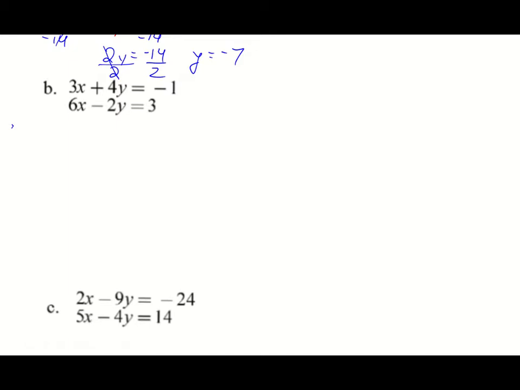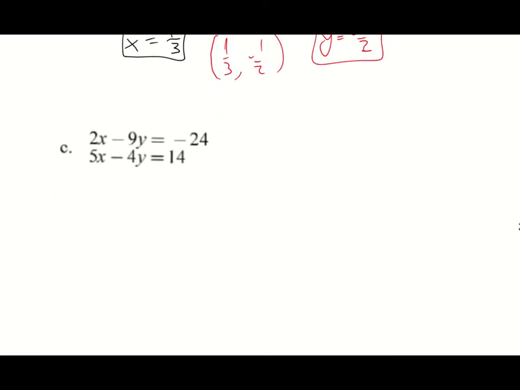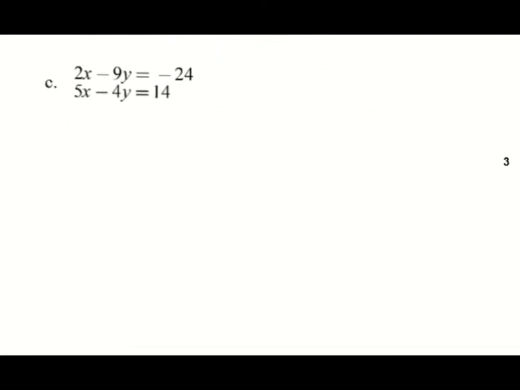So the final example is a little bit uglier. What if all this stuff doesn't match up? I mean, we have 2x and 5x in this one. Can't really multiply 2 by something to get 5. I mean, you can figure out something, but same with 9 and 4.